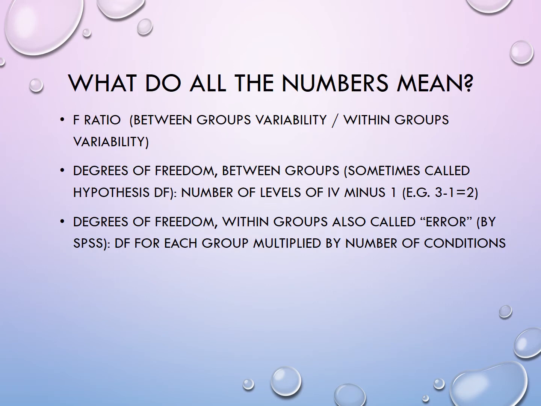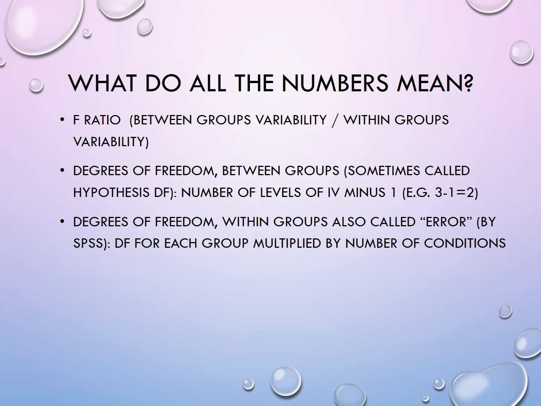All the numbers that you're going to be seeing are going to come into play here, so I want to make sure that you're clear about them. You're going to be getting an F ratio, just like you did in the one-way ANOVA, and the F ratio is still the between groups variability on the numerator and the within groups variability on the denominator. It's just a more complicated formula in the background because we now have many groups being compared.